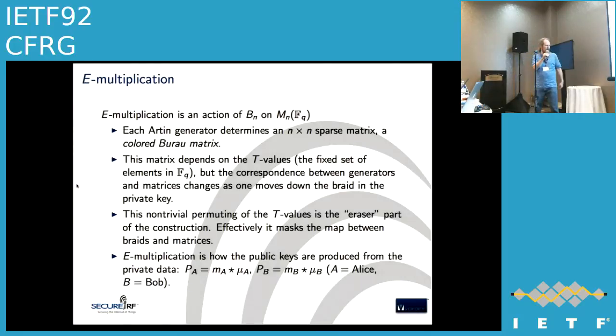So you should think about this computation on the bottom as being like the first exponentiation in Diffie-Hellman. So Alice applies her braid to her matrix, Bob applies his braid to his matrix, and they get the public key. Okay?